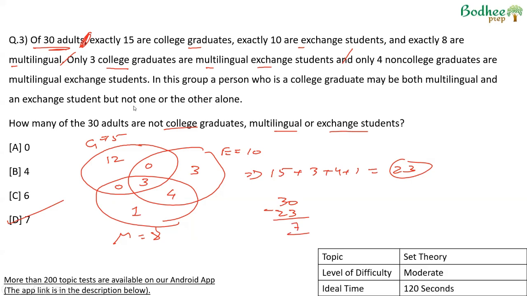I think moderate level of difficulty, since the Venn diagram has to be drawn, but solving time should not be very high because the numbers are small.